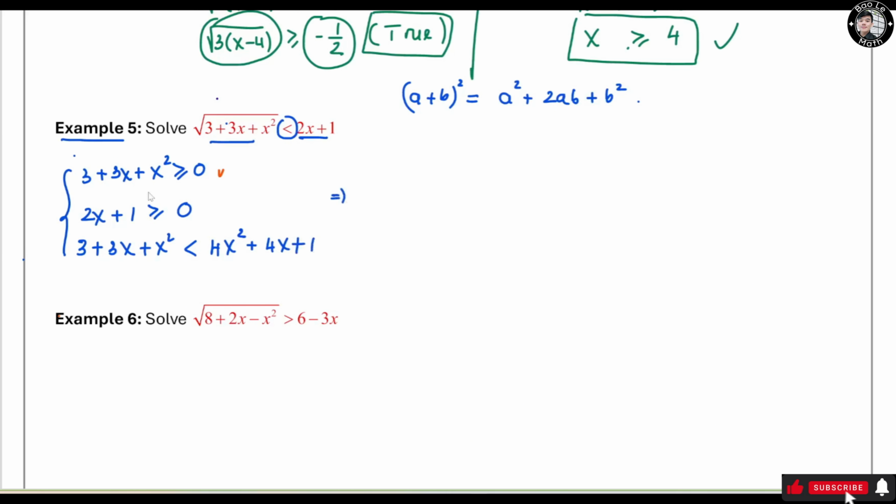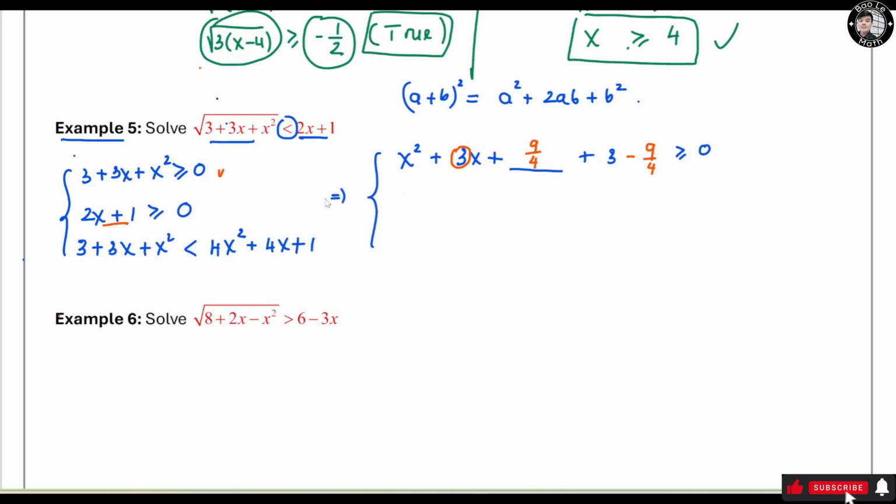Now I'm going to solve the system of three inequalities, right? So for the first one, I need to rewrite this one as a complete square, right? So I have s squared plus 3s plus the third term right here plus 3 greater than or equal to 0, right? Now in order to find the third term right here, I'm going to take the coefficient of the middle term right here, divide by 2 and square, right? So it would be 9 over 4, right? Then you need to subtract 9 over 4, right?